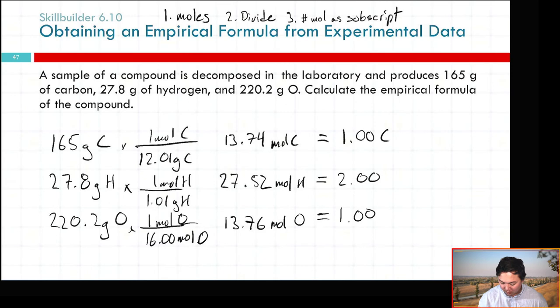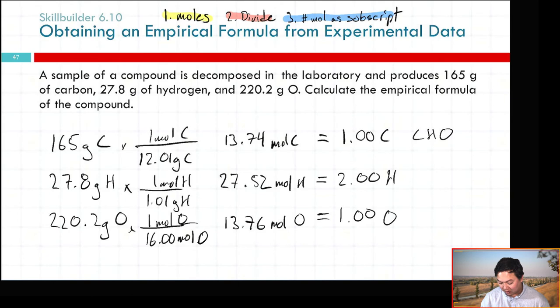And so now we use our, so we did, let's go, moles, right? We converted everything to moles, divided by the smallest number of moles. And now use the number of moles from there as our subscript. And again, you want to use the most metallic element first, which I guess is hydrogen. And this comes down to, I guess, an exception to that rule, because we usually do carbon, hydrogen, and then oxygen, right?